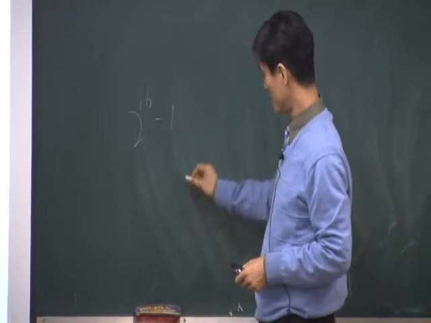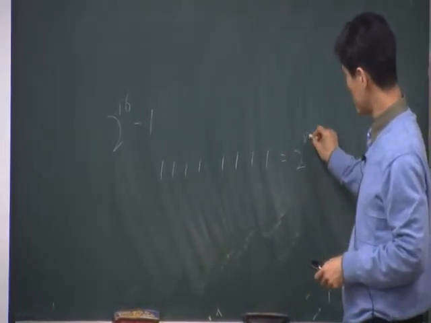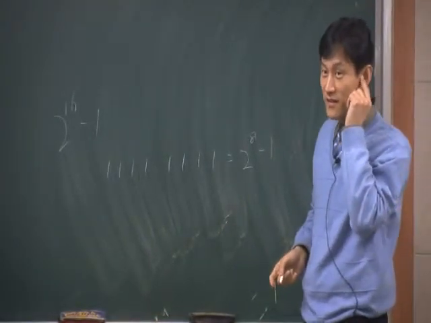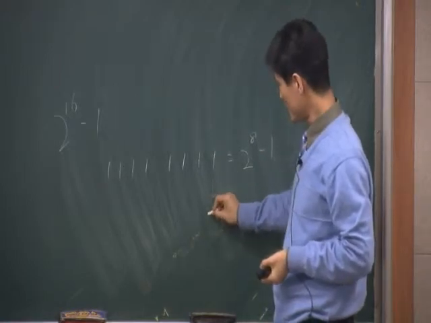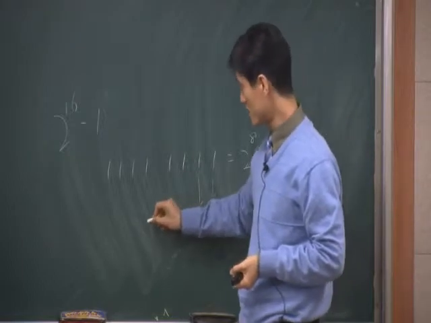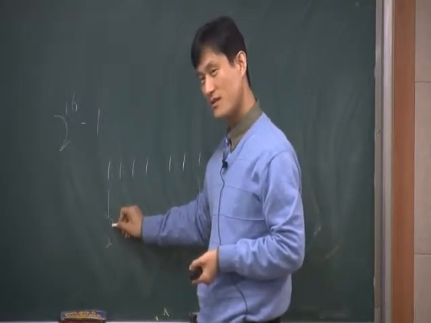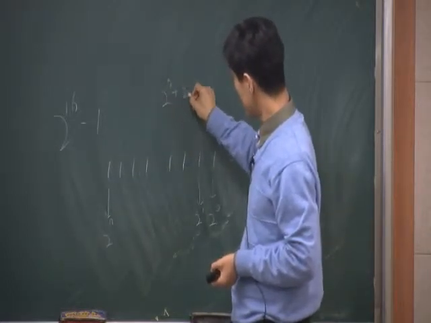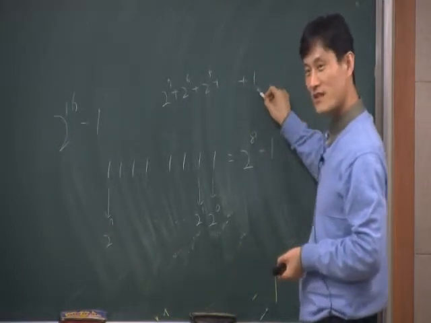Let's take a simple example here. This is 2 to the 8 minus 1. How do you know? The simple way is that this is 2 to the 0, 2 to the 1, something like this. So the last one is 2 to the 7. So here it's like 2 to the 7 plus 2 to the 6, 5, 1. That's this one.